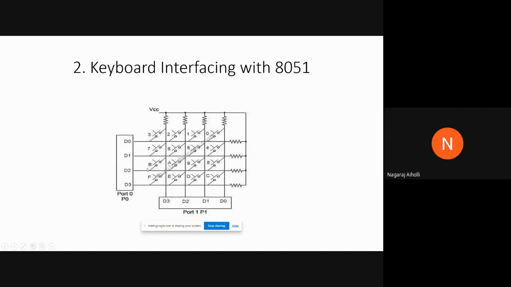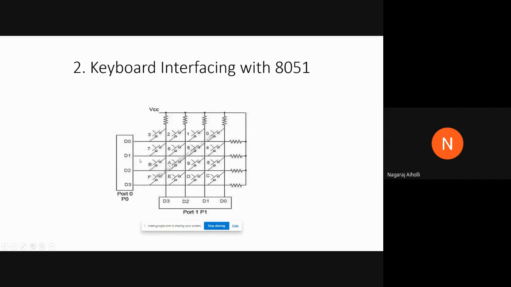Okay, let us say we are sending a 0 on row D1. So when we send a 0 on row D1, suppose key number 5 is pressed. When key number 5 is pressed, and we have sent 0 on row D1, that means the D1 column will be low. It will be 0, right? So when the D1 column is low, and we have sent 0 on the D1 row, the intersection of the D1 row and D1 column is key number 5. This indicates that key number 5 has been pressed.